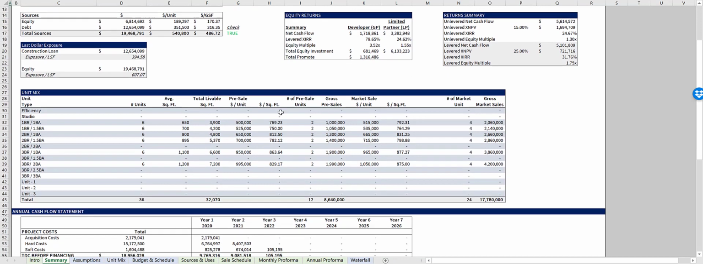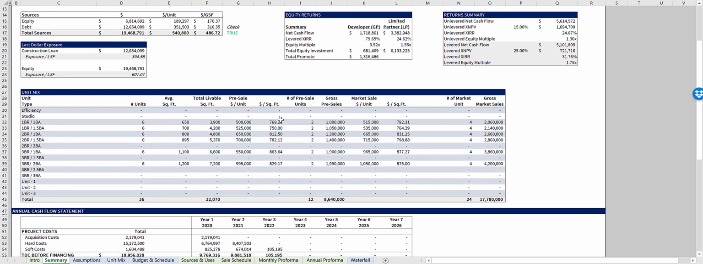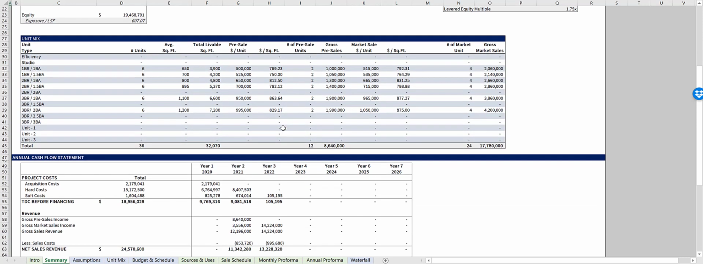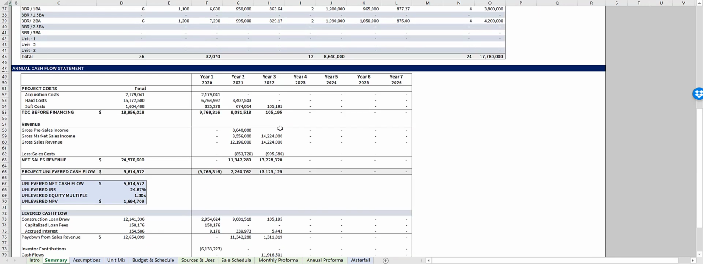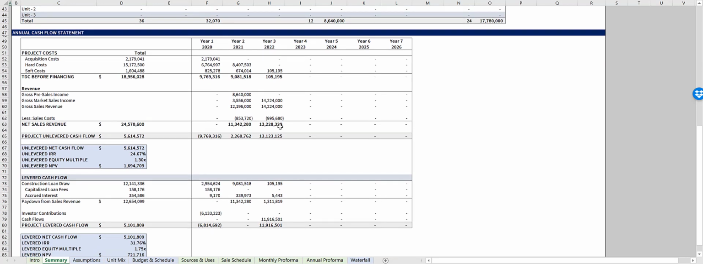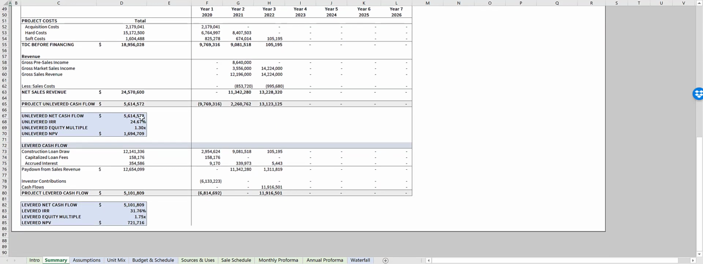Scrolling down, there's a unit mix summary, which provides a high-level view of the different types of condos and their respective details. And down below, there's an annual cash flow statement summarizing the deal, the unlevered and levered cash flows, and the unlevered and levered returns to the project.